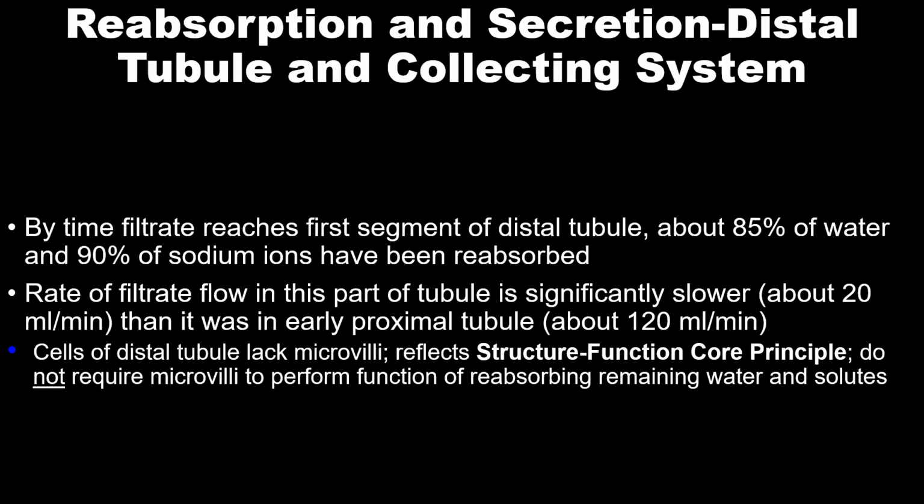Now the filtrate has entered the first part of the distal tubule. About 85% of the water is gone and 90% of the sodium ions have been reabsorbed. So filtrate flow rate is really, really low. It's about 20 milliliters per minute rather than the original 120 milliliters per minute.